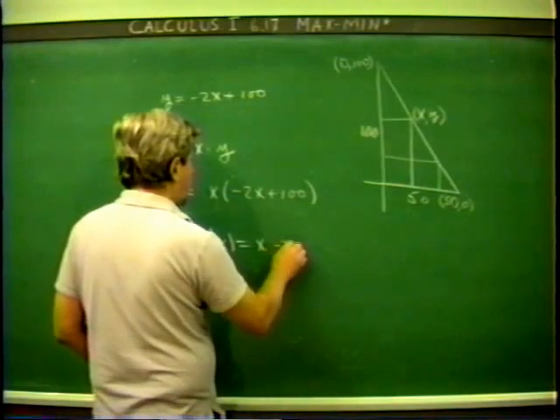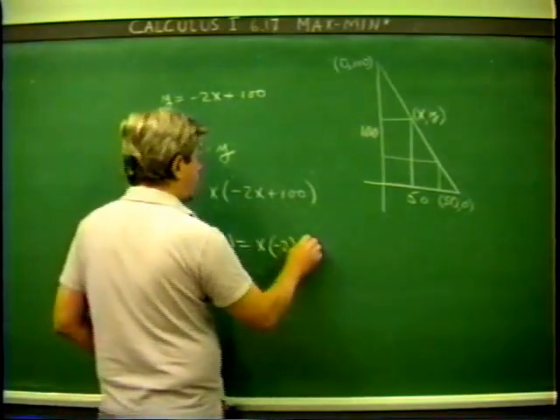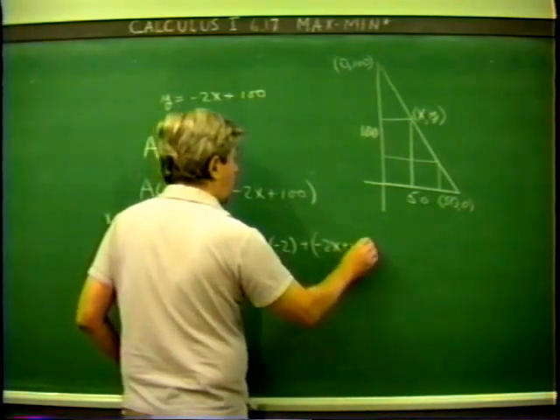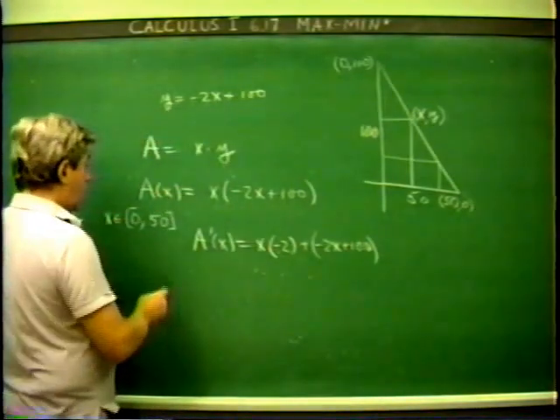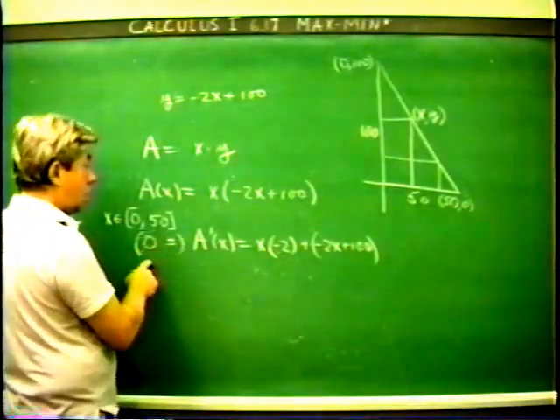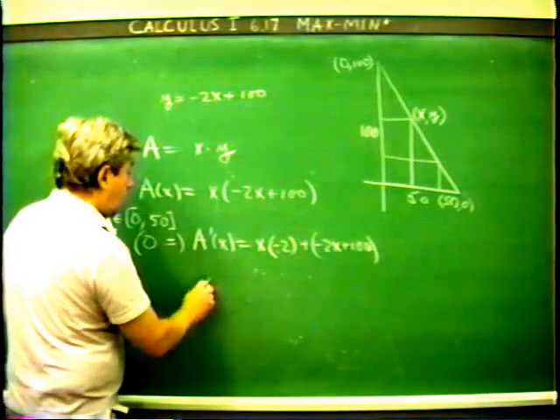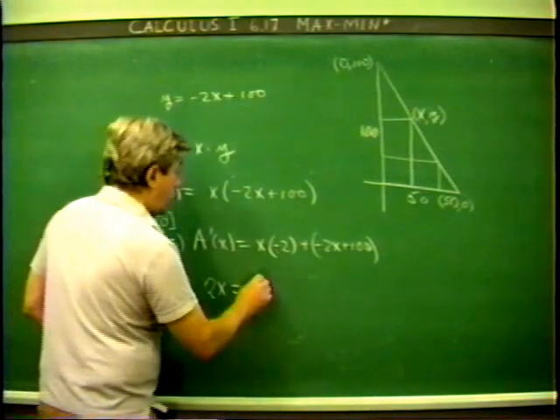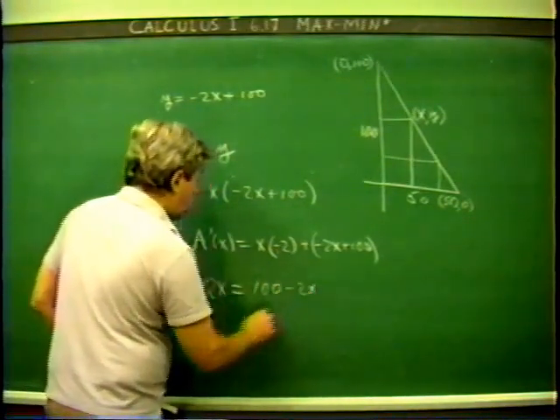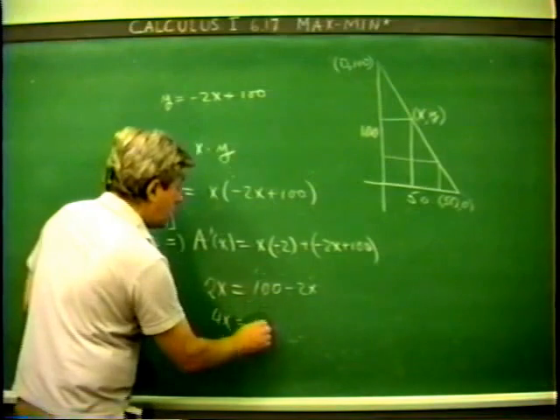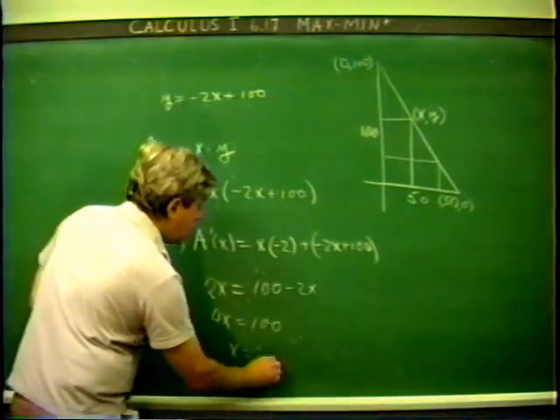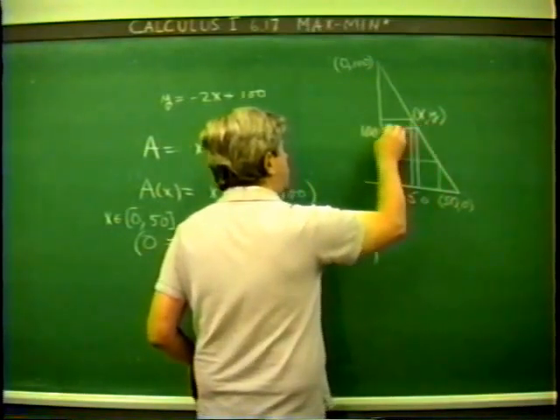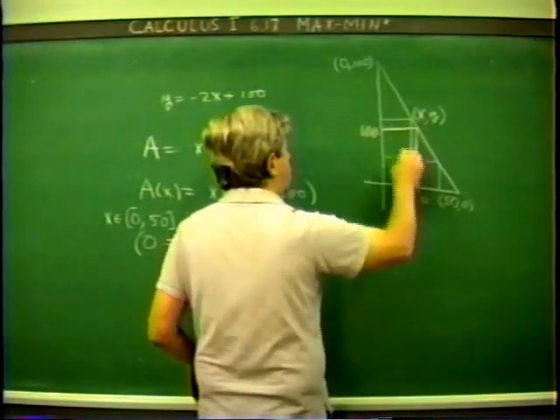So we want to find out where the derivative is 0. The derivative is the first times the derivative of the second, minus 2, plus the second times the derivative of the first. Right? And when is this equal to 0? Well, when 2x is equal to 100 minus 2x, or when 4x is equal to 100, or when x is 25.